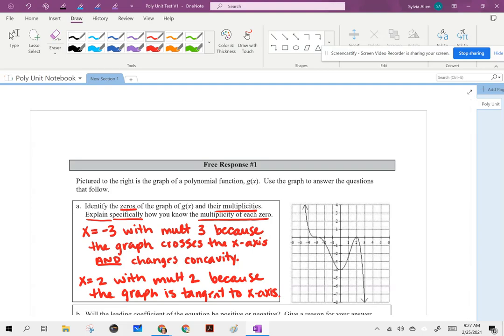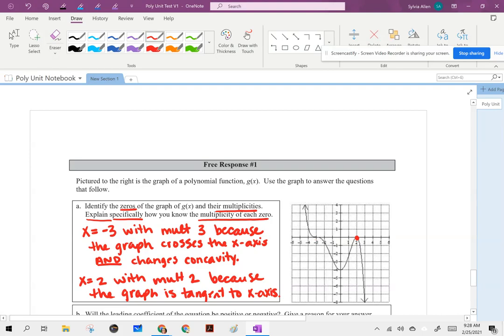So no chill, no bounce, and stuff like that. Let's try to learn the correct way to explain something in mathematical terms. We can definitely see a lot of you were able to identify the zeros of the function. And we know that -3 has a multiplicity of 3, not because of the chill, but because the graph crosses the x-axis and it changes concavity. That's what gives us that different type of shape right there.